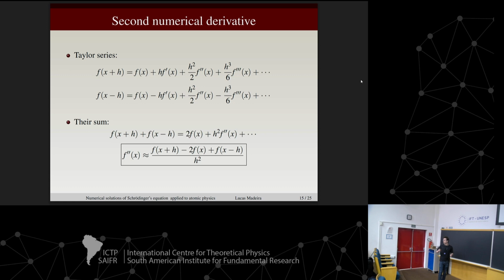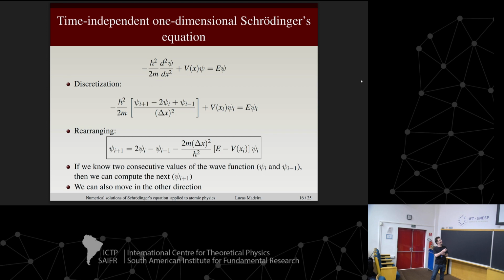Okay, so I have my Schrödinger's equation here, second derivative here. I'm going to substitute that by that discretization that we just wrote, okay? So I'm going to put the second derivative here. And then I'm going to rearrange the terms. And if I rearrange them by solving for psi I plus 1, I get this equation here.